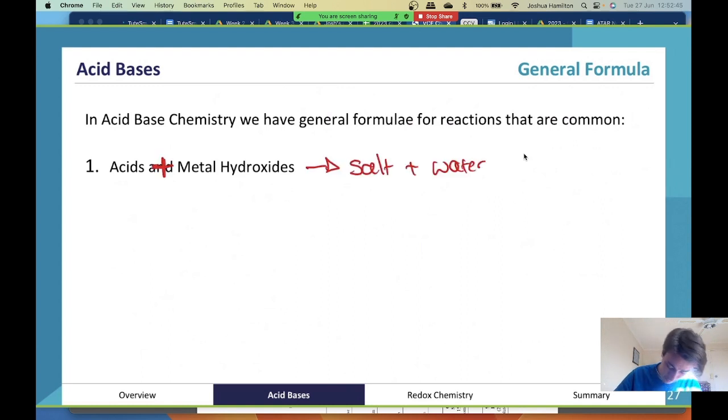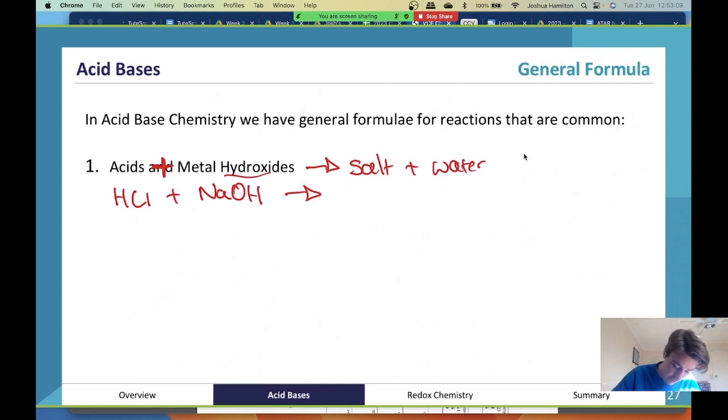Now, what does that mean? What it means is a salt is our metal with a non-metal. So in this case, let's do HCl plus NaOH. Now, NaOH is a base, and HCl is an acid. It's a hydroxide because it's got an OH in there.